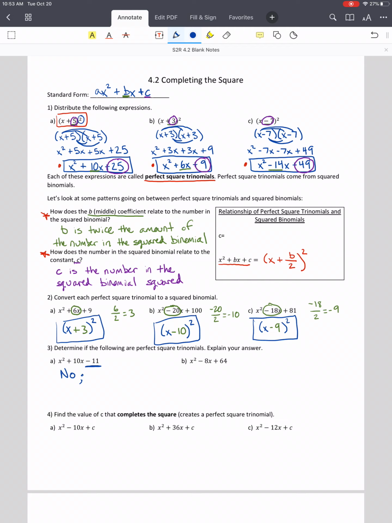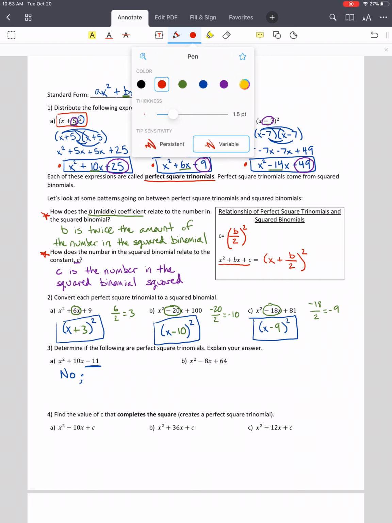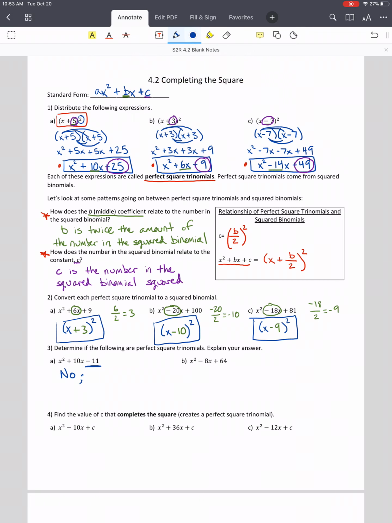And a way we can check that is it's going to be a perfect square trinomial if this c equals b over 2, and then we square that. That's the relationship that we picked out. So in order to explain this, what I could say is that negative 11 does not equal 10 over 2 being squared. Because 10 over 2 being squared, well, 10 over 2 is 5, 5 squared is 25, so that should be a 25.